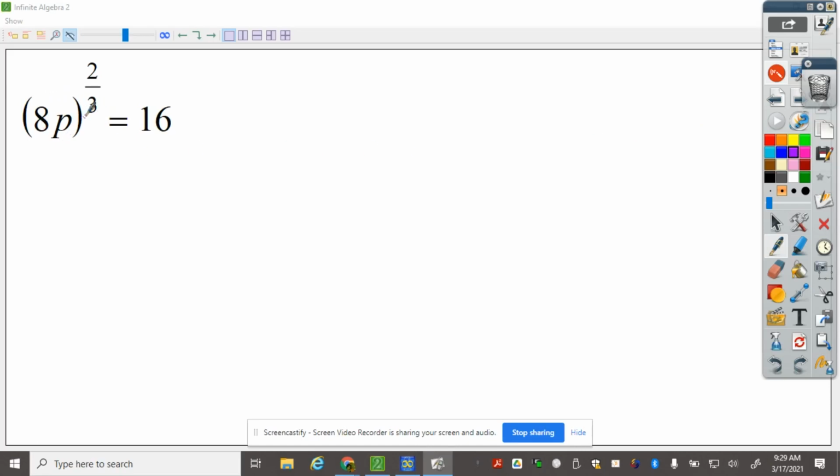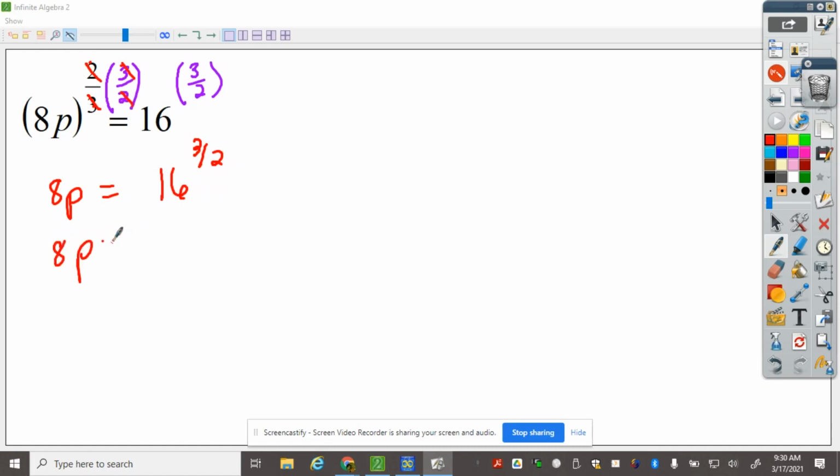So the quantity 8p raised to 2/3 is equal to 16. What you need to do here is get the reciprocal of 2/3, which is 3/2, and you have to do it also on the other side. 2 times 3, 3 times 2 is 6 over 6, which will be equal to 1, or this just simply cancels out. That leaves us 8p equals 16 raised to 3/2. We know that 16 to the 3/2 is the same thing as the square root of 16 to the third power.